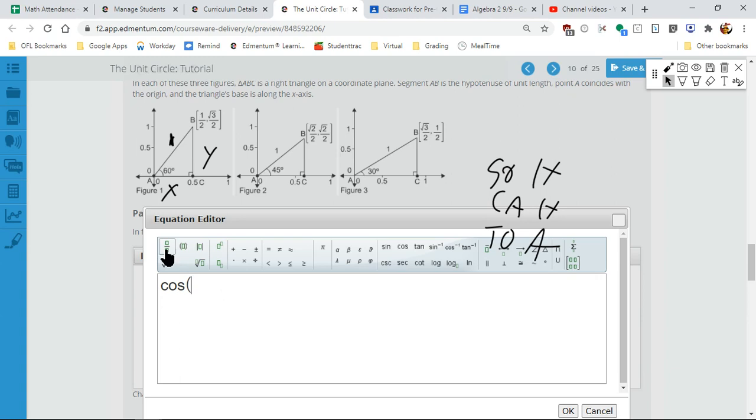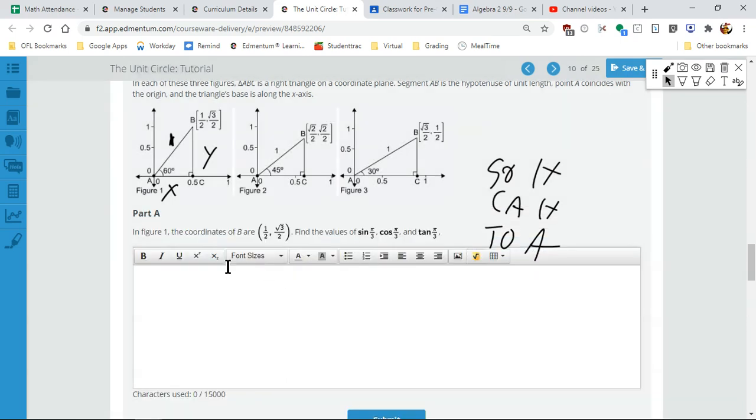cosine of pi over 3. Oh wait, it's over 3. My bad. This is 60 degrees. They tricked me, guys. They tricked me. This is 60 degrees. We're talking about 60 degrees. I always get confused. I have to remember pi over 3 is 60 degrees.